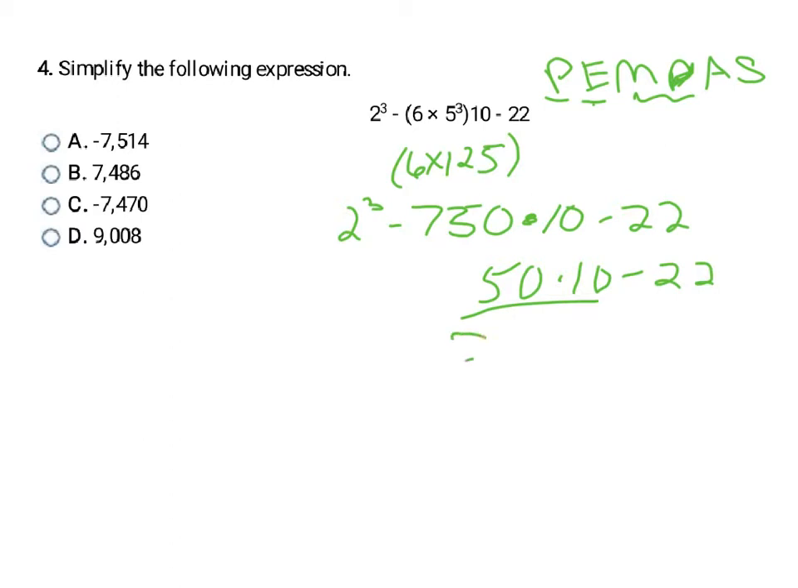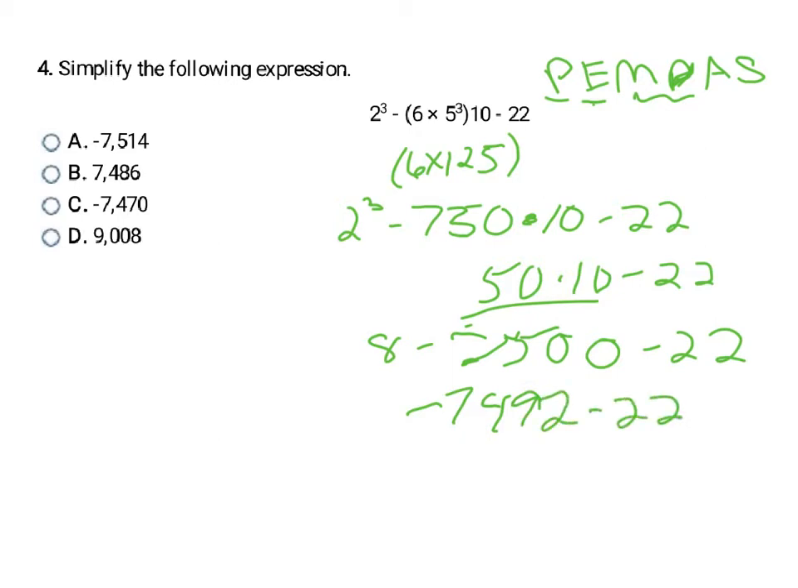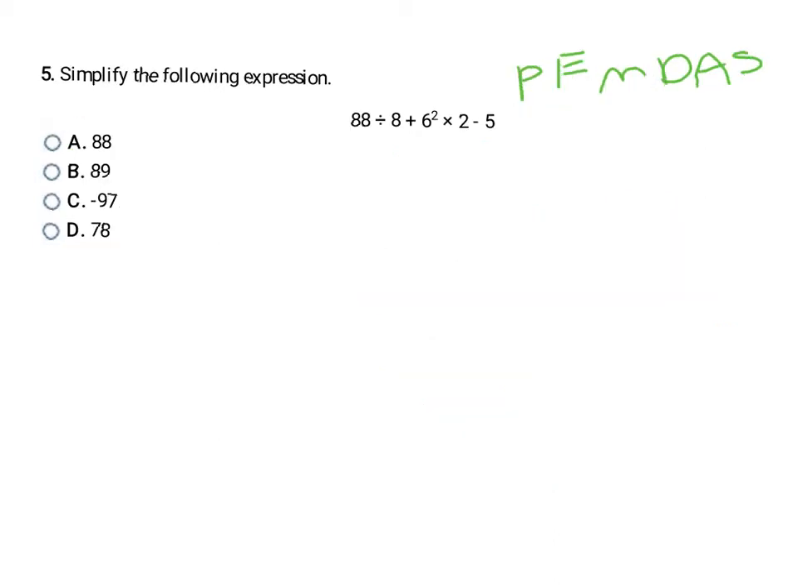So 750 times 10 is 7,500. And that minus still stays out front there. And then I add and subtract left to right. So I'm going to have 8 minus 7,500, which is negative 7,492, minus 22. And so there, I'm going to go ahead and do that subtraction, and that's going to leave a negative 7,514, which is going to make my final answer A.